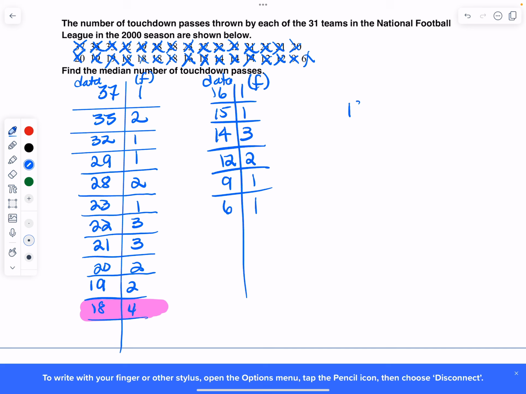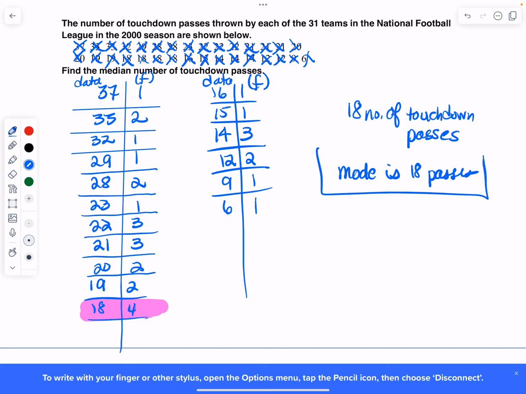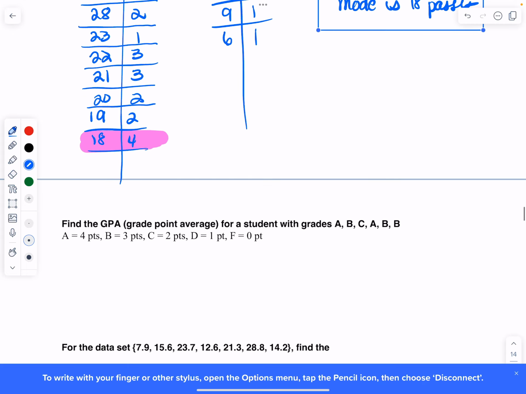So 18 would be the number of touchdown passes, and this is my mode. So the mode is 18 passes. Okay, hopefully that made sense to you. All right, so moving on.